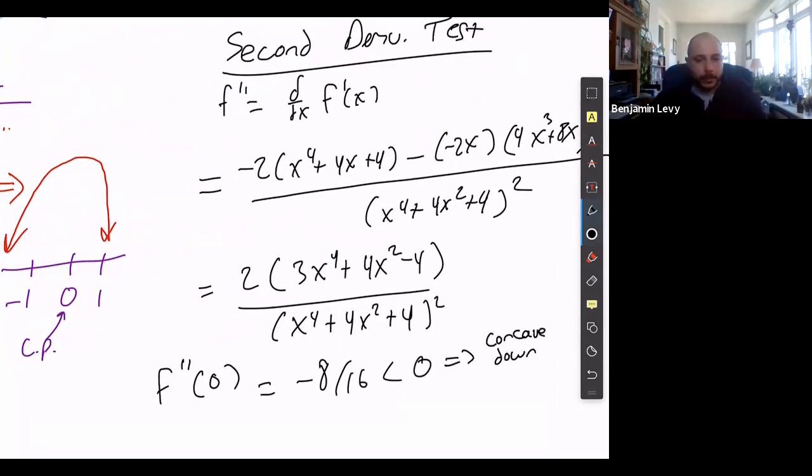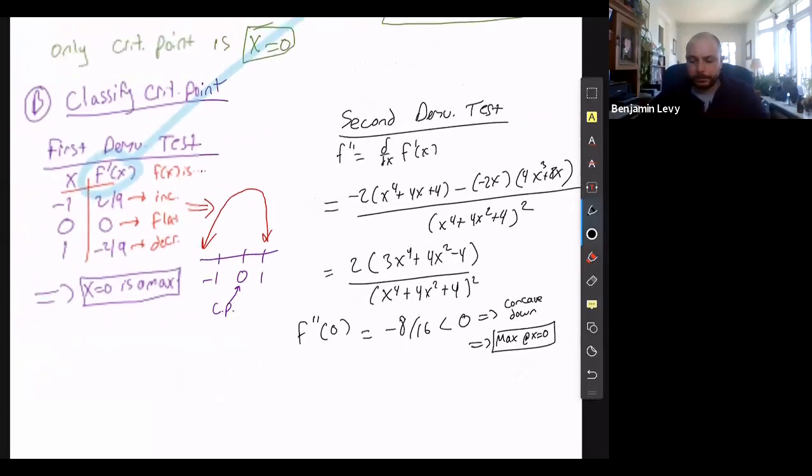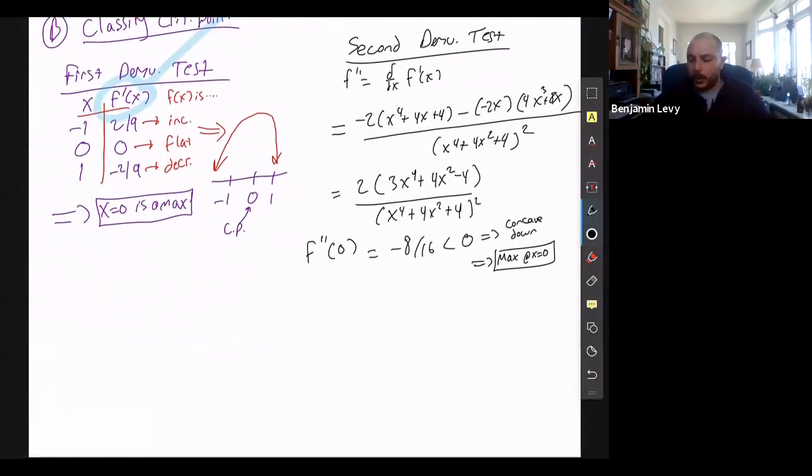And if we're at a flat place that's concave down, it must be a max. And so that's how we could figure that out using the second derivative. What can I clarify about that? Anything there?